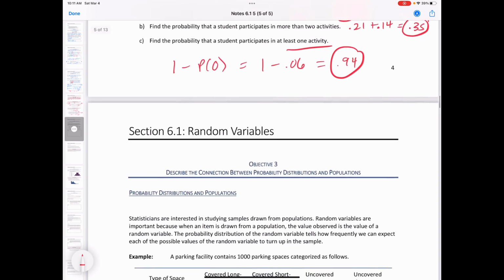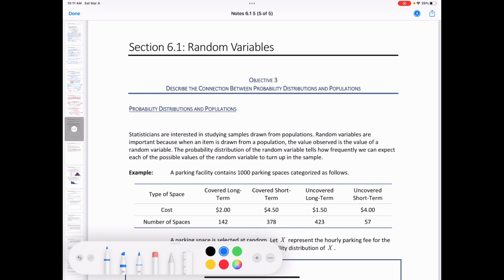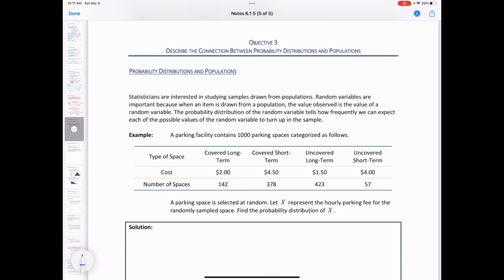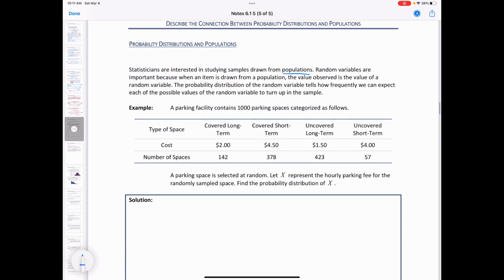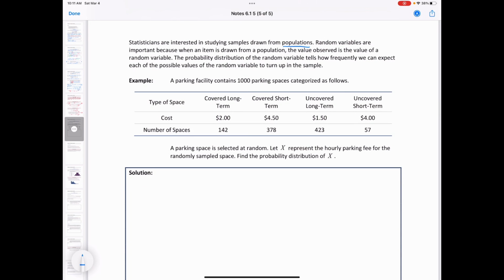The next thing we're going to do is I want to talk about probability distributions and populations. It says statisticians are interested in studying samples drawn from populations. We're going to spend most of our course talking about this. Random variables are important because when an item is drawn from a population, the value observed is the value of a random variable. The probability distribution of the random variable tells how frequently we can expect each of the possible values of the random variable to turn up in the sample.